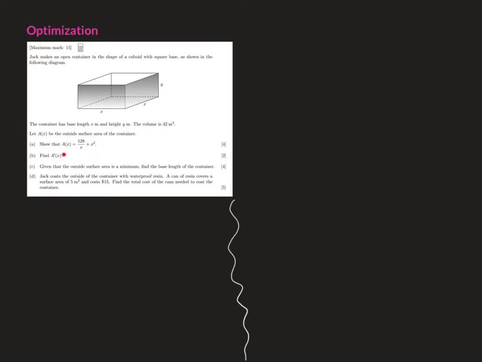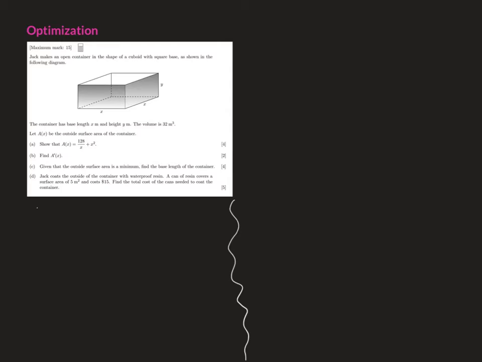B. Find the derivative of A. C. Given that the outside surface is a minimum, find the base length of the container. And D. Jack coats the outside of the container with waterproof resin. A can of resin covers a surface area of 5 meters squared and costs $15. Find the total cost of the cans needed to coat the container.